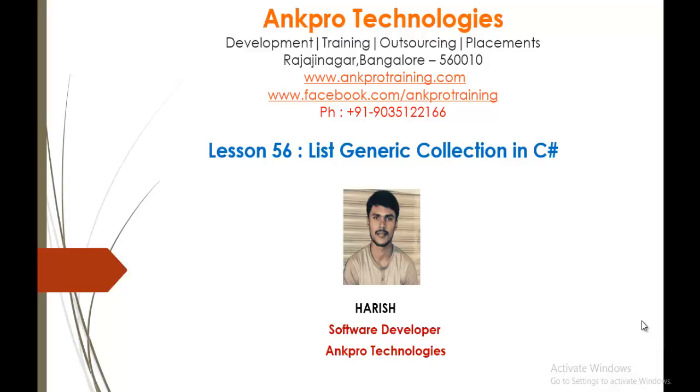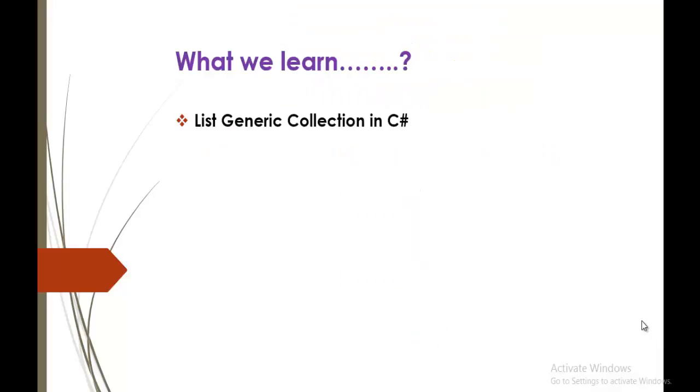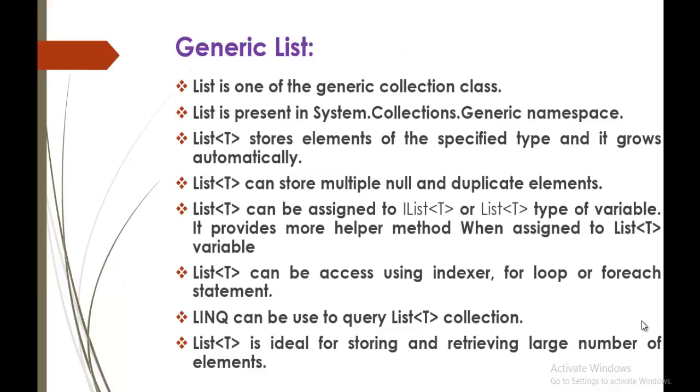My name is Harish. In this session, we are going to learn what the list generic collection in C Sharp is. List is one of the generic collection classes. In the last session, we learned the other important generic collection class called dictionary, and we saw the importance of it. Right now, we'll understand what the list is.